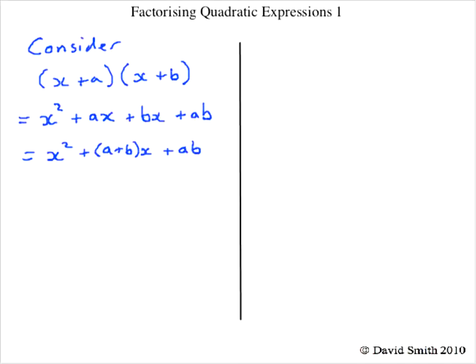Now factorizing quadratic expressions is the reverse of this process. It's about taking an expression such as we have in the bottom line and writing it as one factor multiplied by another, one bracket multiplied by another. This will become clearer when we look at some examples.